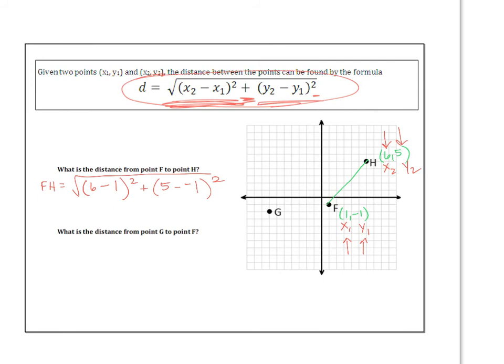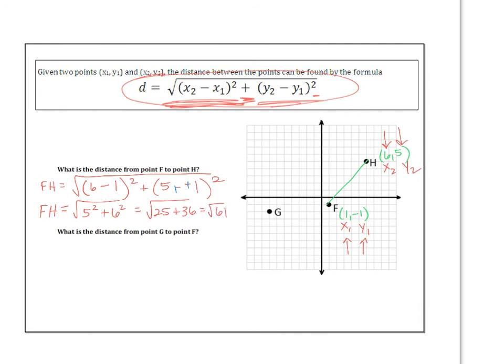Start simplifying. You can type this in your calculator all in one swoop, but I tend to just simplify it a little bit. Makes it a little easier to type in. 6 minus 1 is 5, so that's 5 squared. And then remember, a minus a negative actually becomes a plus. And so 5 minus a -1 is actually 6 squared. 5 squared, 25. 6 squared, 36. Add 25 and 36. I believe it becomes 61.